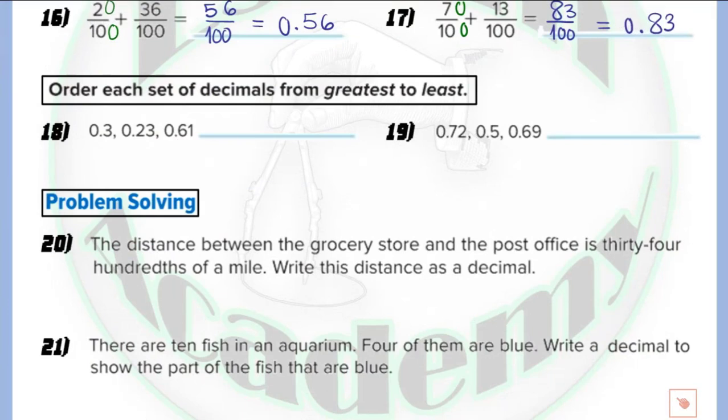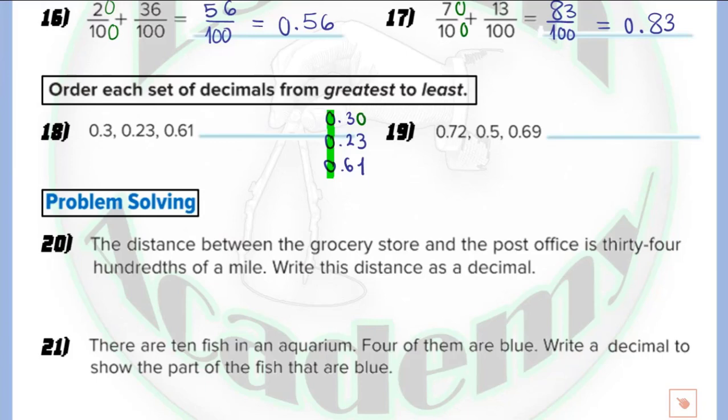In question number 18, we need to order from the greatest to the smallest. At first, I will write the numbers. So we have here 0.3, 0.23, 0.61. To arrange the numbers, they must have the same number of digits at the right of the decimal point. Because if you look at the whole number on the left, you'll find that all of them are the same. Now we have 1 digit and the other 2 numbers with 2 digits. So we need to add 0 to make all of them with the same number of digits.